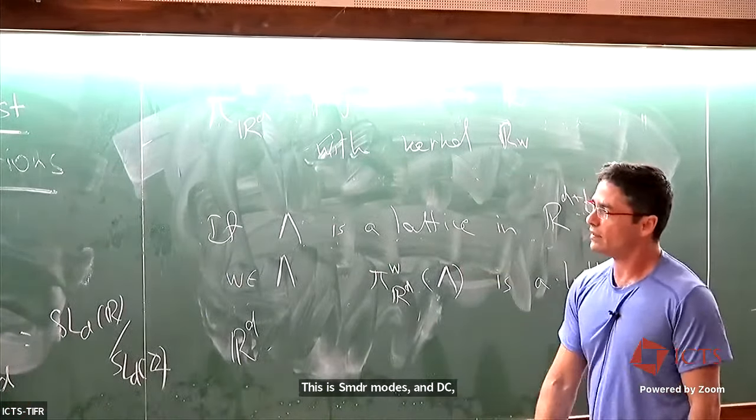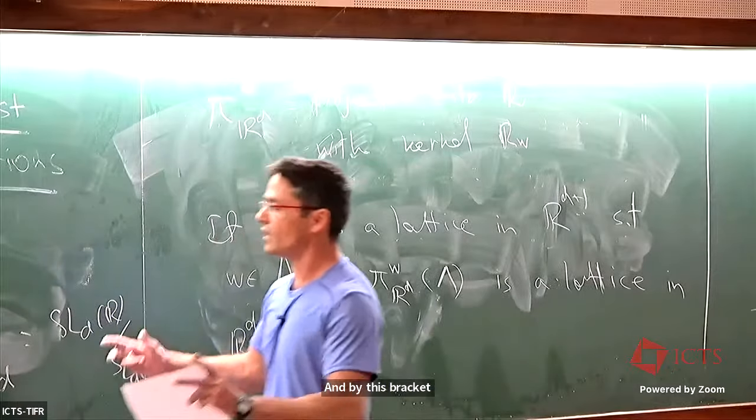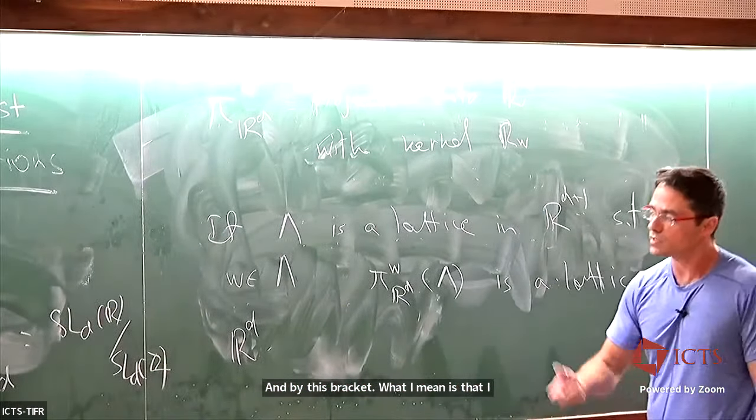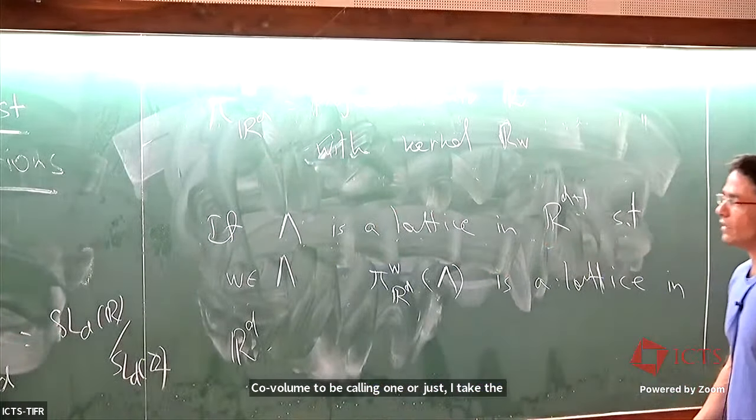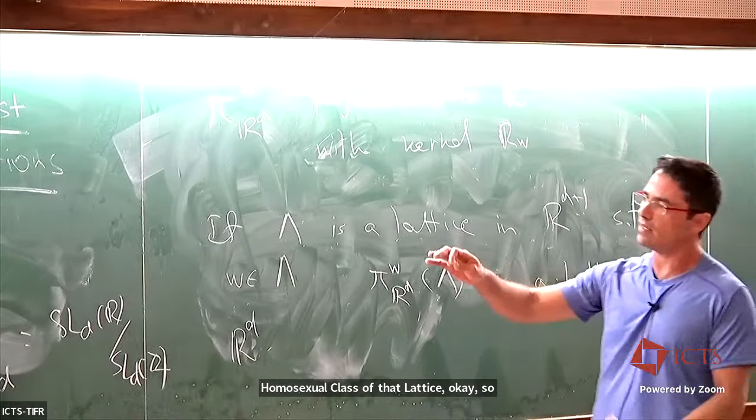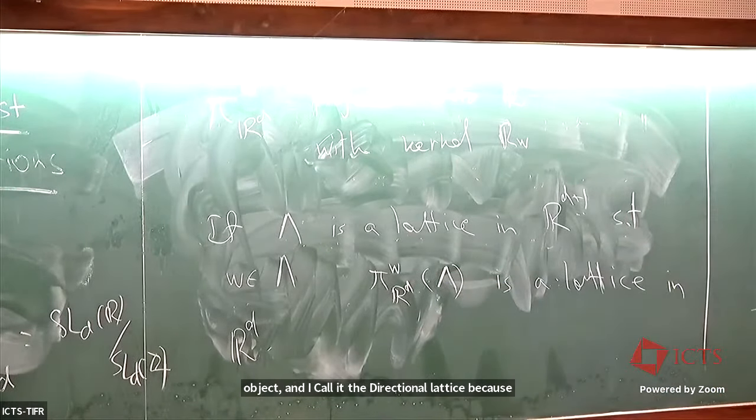And by this bracket, what I mean is that I rescale the covolume to be covolume 1, or I take the homothetic class of that lattice. Okay, so that's an object, and I call it the directional lattice because if you stand on the horizontal plane and you look in the direction of VK, then all the lines parallel to VK look like points to you, and Z^{d+1} looks like this thing. So this is the directional lattice, okay?